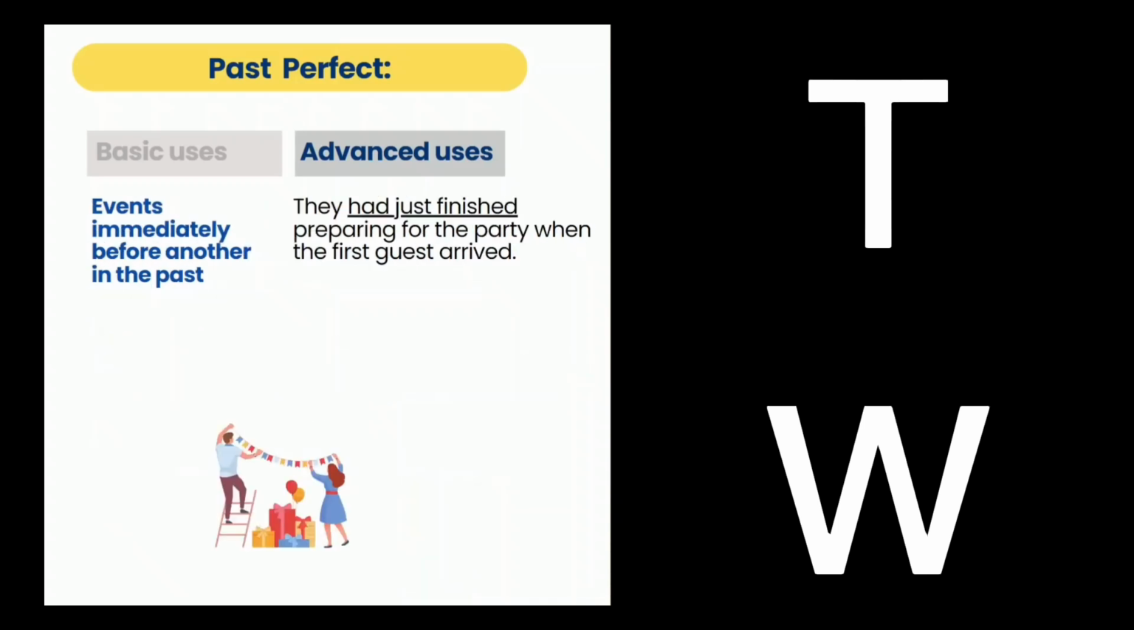Events immediately before another in the past would also typically use the past perfect. They had just finished preparing for the party when the first guest arrived. So what's special about this? It's something that happened immediately before another. Notice the events are in the correct order here. But by using the past perfect, we emphasize the fact that it came before another and just before. It's something that we often do, even with events in the right order.